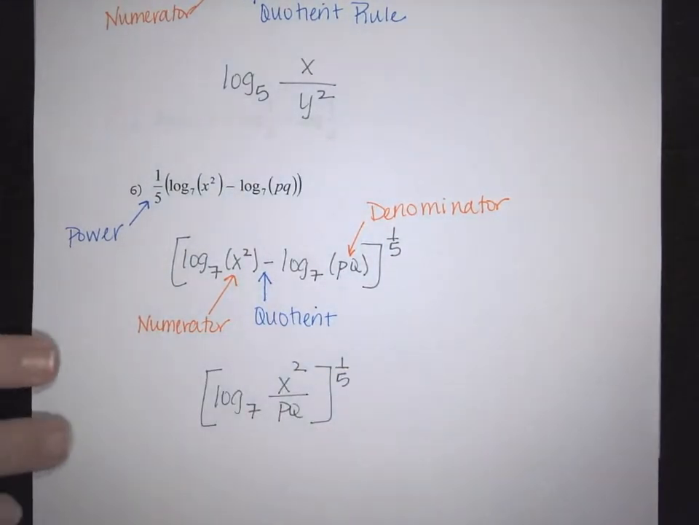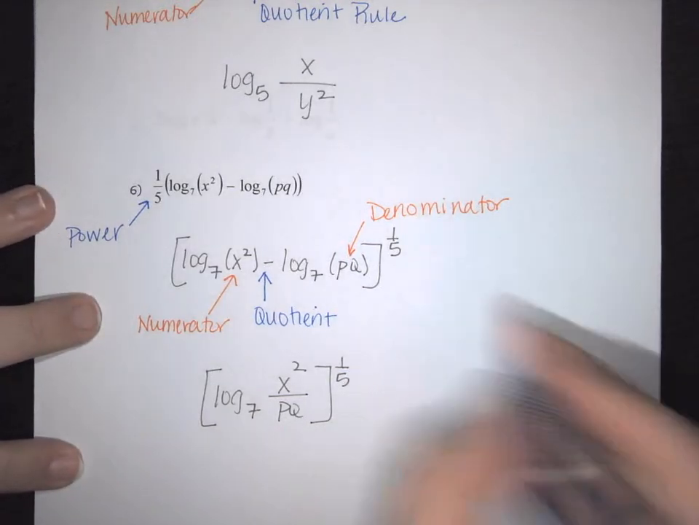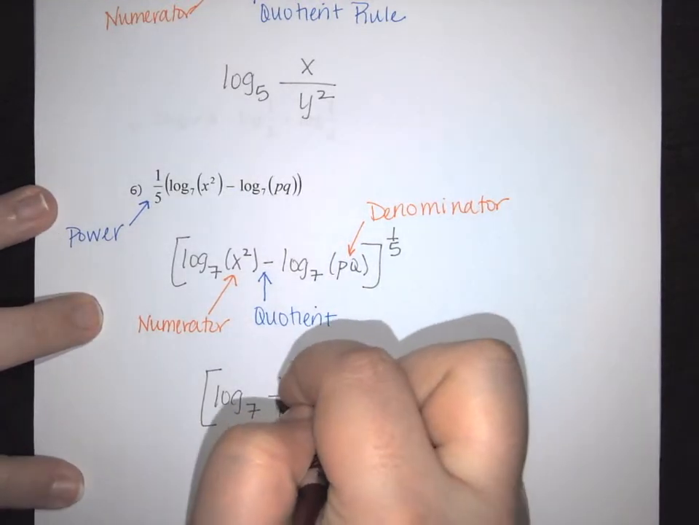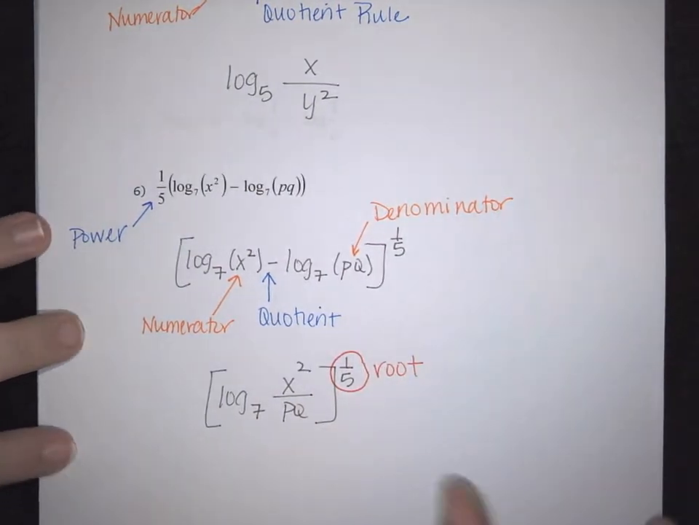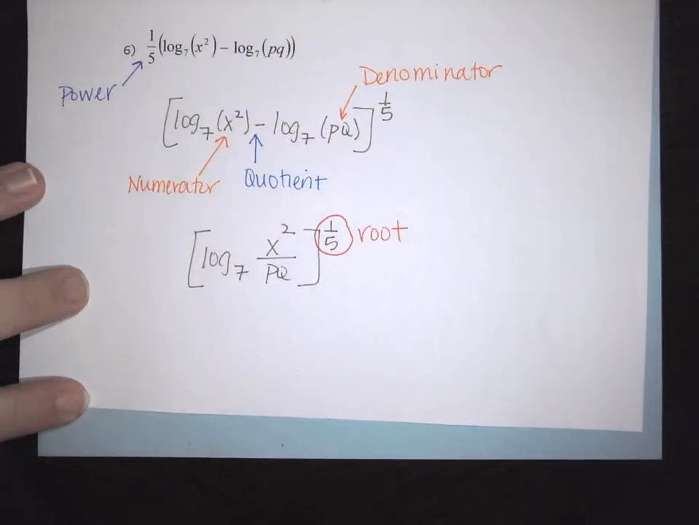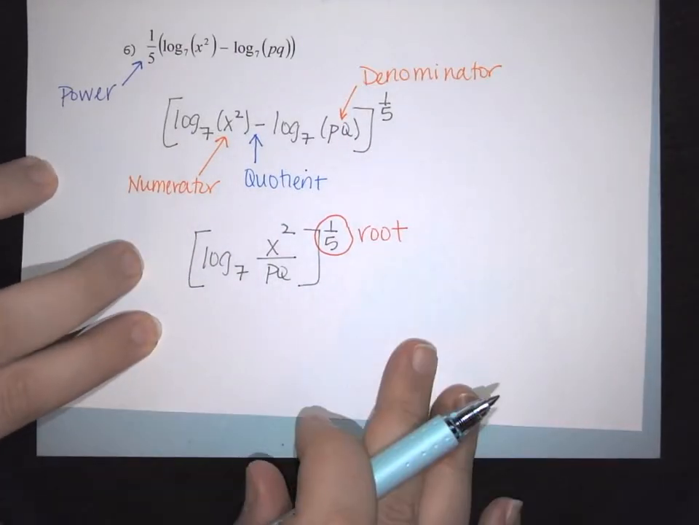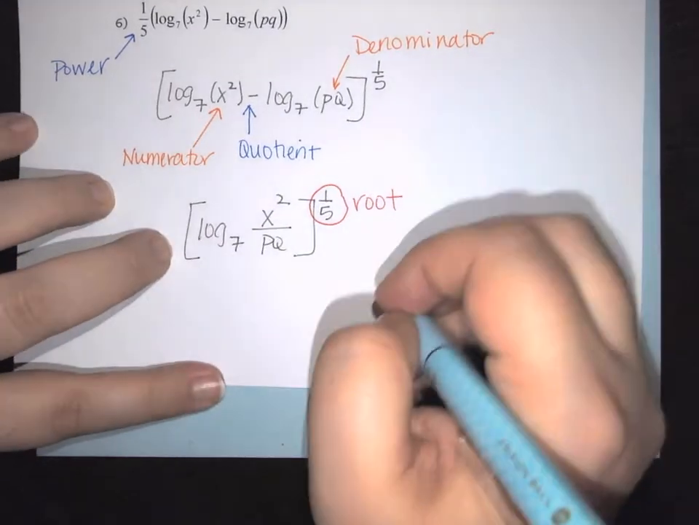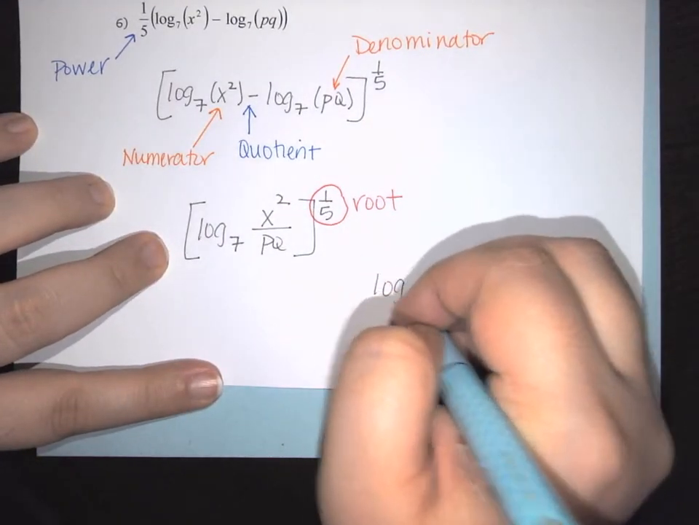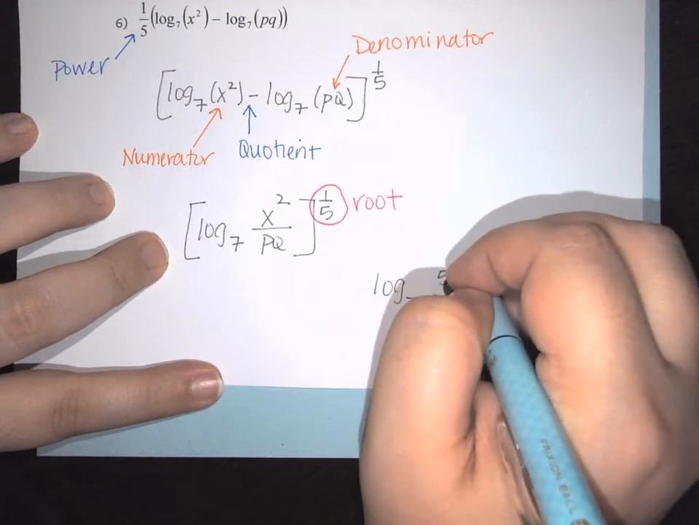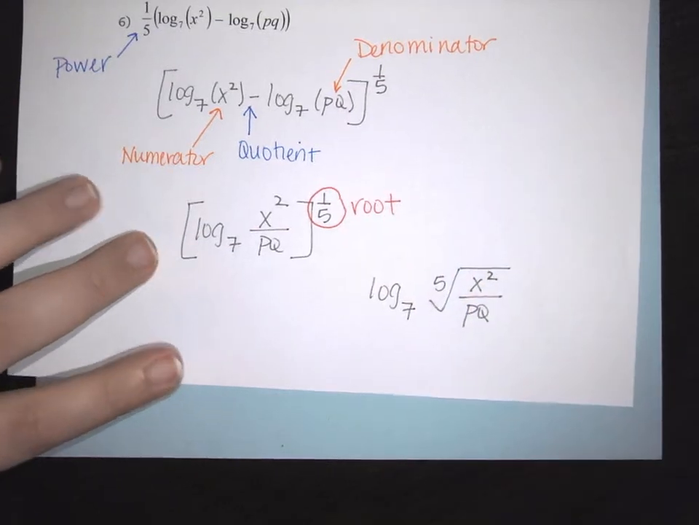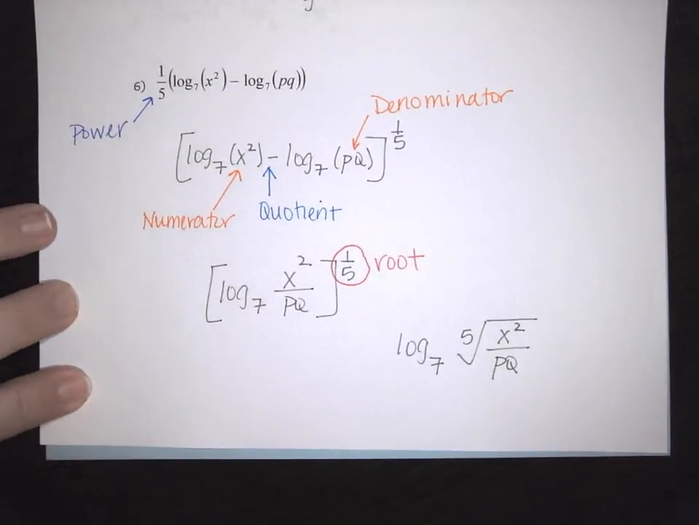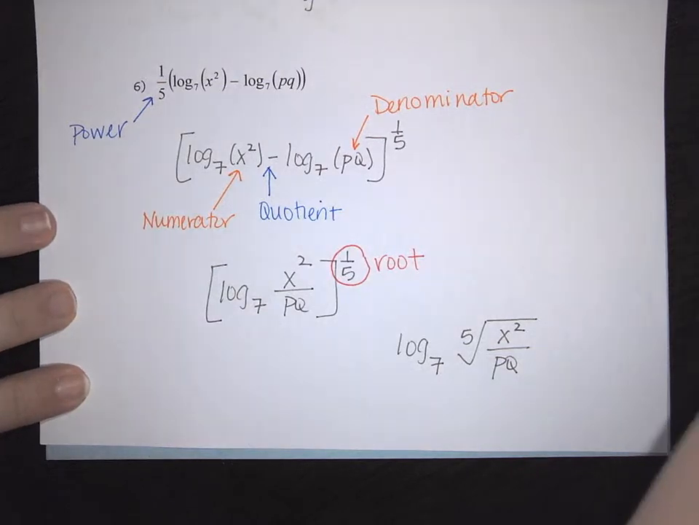Now the very last thing that we have to remember is that this piece here is a rational, which means it is a root. And so the very final step that we need to include is we need to transform this into my root. So we would end up having the log base 7 of the 5th root of x squared over pq. And that would be the most condensed version of this expression.